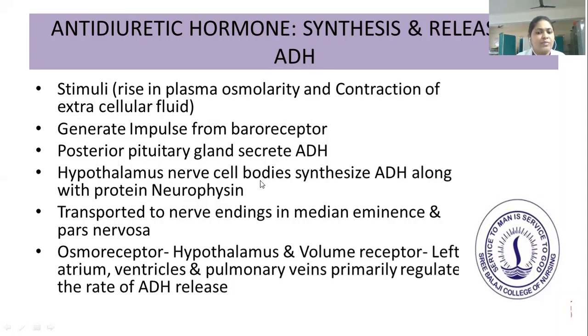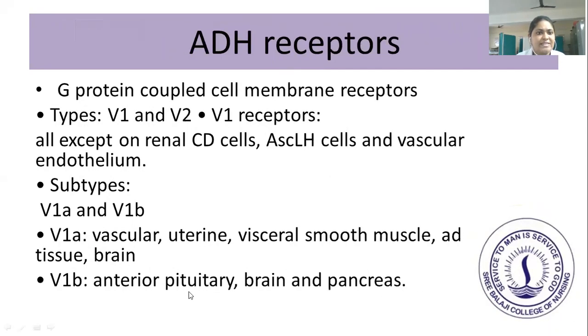Hypothalamus nerve cell bodies synthesize the antidiuretic hormone along with the protein neurophysin, and it is transported to the nerve endings in the median eminence and the pars nervosa. Osmoreceptors in the hypothalamus, and volume receptors in the left atrium, ventricles, and the pulmonary veins primarily regulate the rate of antidiuretic hormone release.